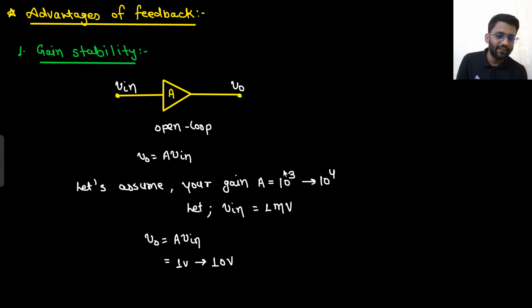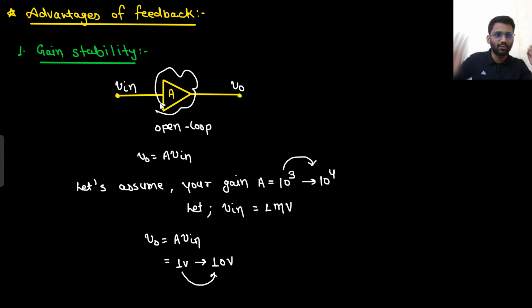So if there is a 10 times change in the gain, that means there will be a 10 times change in the output as well. You applied the same input, 1 millivolt. But if there was a 10 times change in the gain, your output was also changing by 10 times. Look, you don't know what is happening inside this box. You have this black box only. So now you are giving 1 millivolt. One day you check, you are getting 1 volt output.